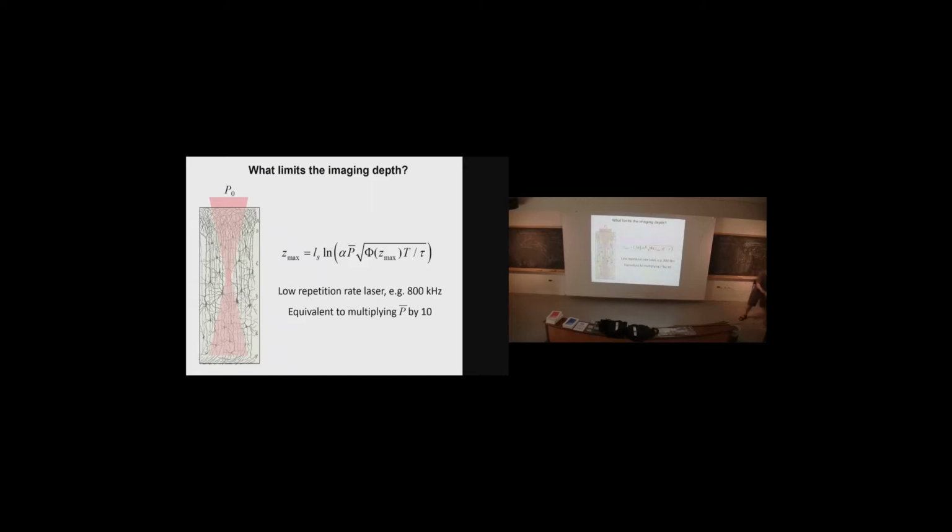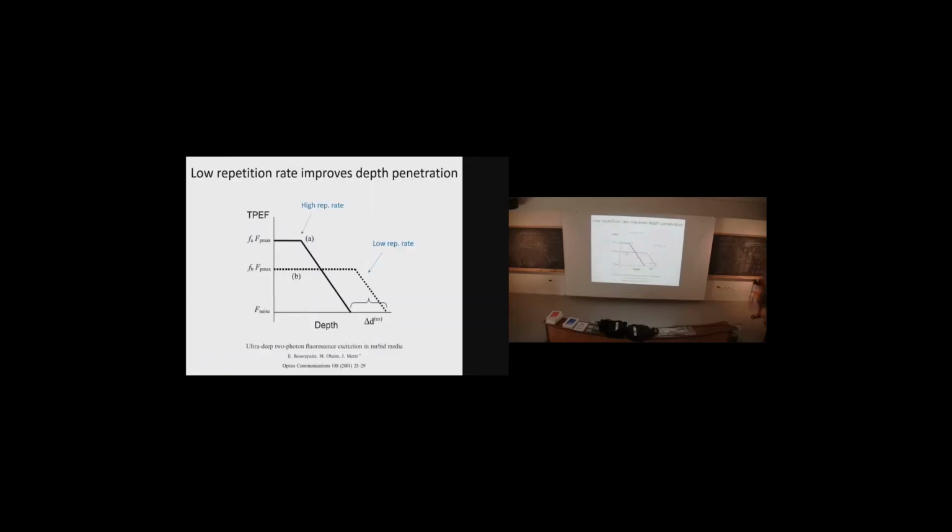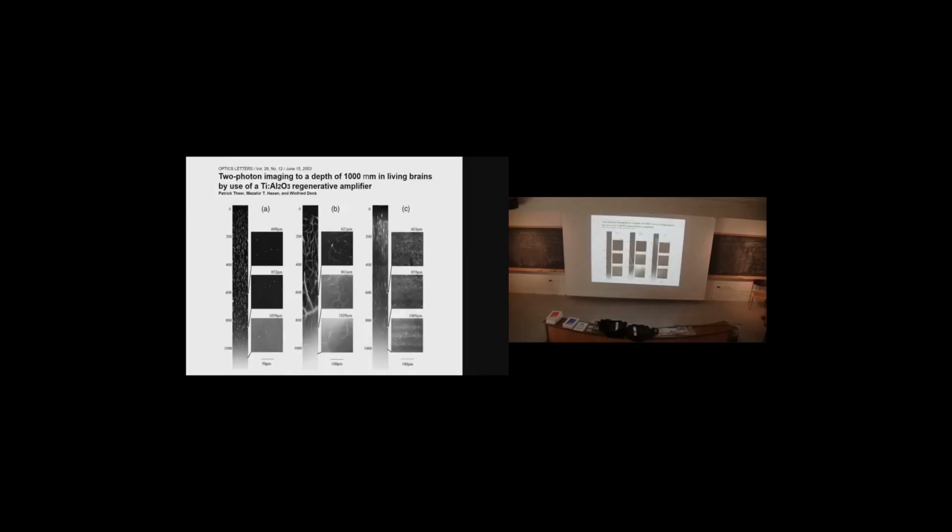But again, all these terms are inside a log, right? So again, let me say that again. If you want to try to go deep, very deep in tissue, you're better off using lower repetition rate lasers. All right, and this was verified experimentally. For example, Winfried Denk demonstrated this way back in 2003, looking inside brains, and they could extend the depth by a factor of 2. They could go almost a millimeter deep just by lowering the repetition rate of their laser.